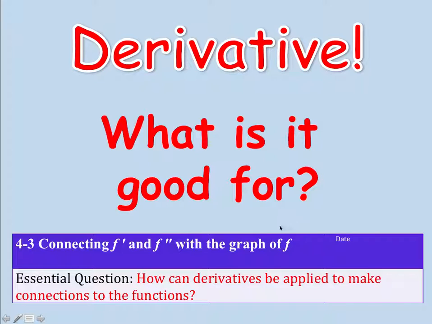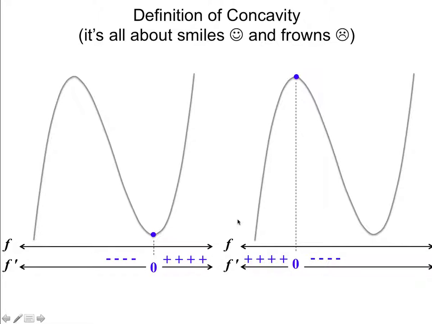And now what we're going to do is we're going to look at the second derivative. So if we think about this, the second derivative is the derivative of the first derivative. And we're going to get into that as we go through these pictures. So the first thing we're going to talk about is this term called concavity. And concavity basically gives the curve its shape.